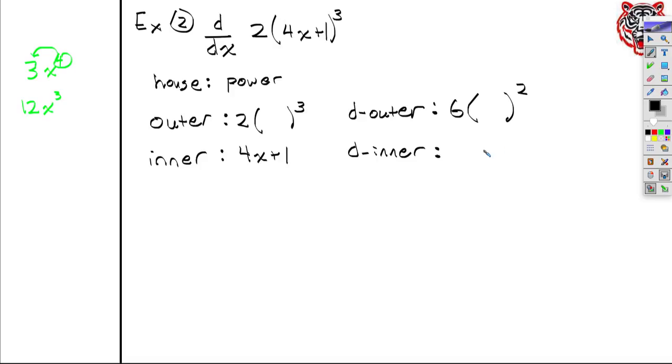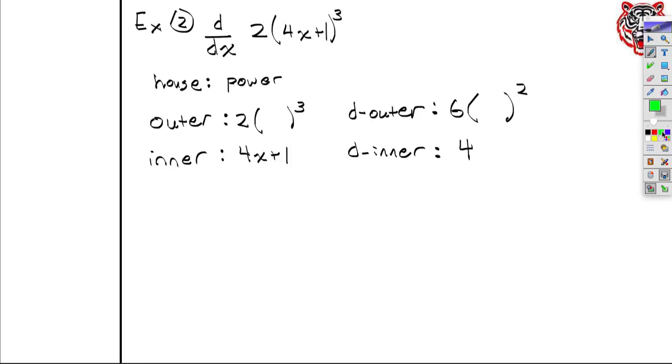And then dinner. Arrow, you got this? Is it 5? Ooh, close. It's not 5. It is 4. Why is it 4? Because the 1 turns into a 0 and not a 1. Exactly. This is the derivative of a constant.